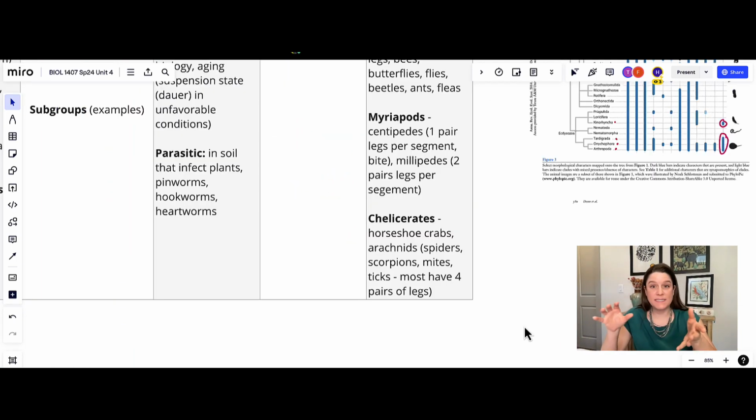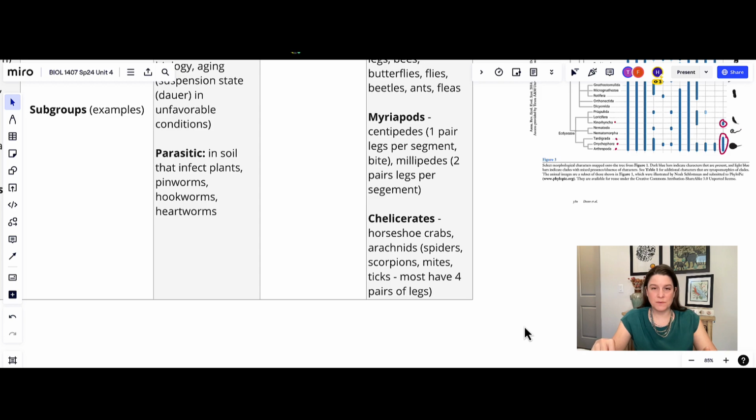Mites and ticks obviously can be vectors of diseases, particularly ticks. We talked about them transmitting Borrelia burgdorferi, a bacteria that gives Lyme disease, so that would be something to think about economically. Spiders make silk, which we can study for tensile strength and use to make our own materials because it's very, very strong.